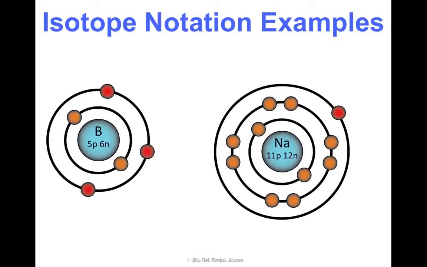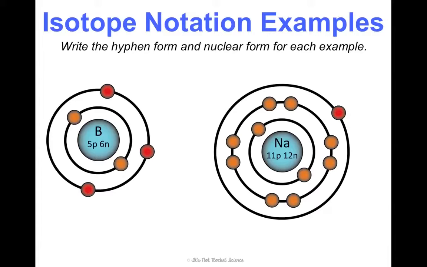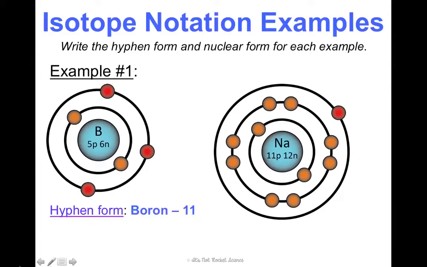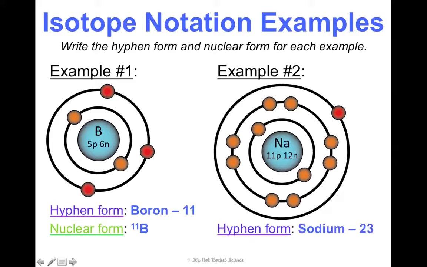All right, let's try 2 examples. So for each one, I want you to write the hyphen form and the nuclear form for each example. So looking at this first one, this is boron. The B tells me it's boron. And 5 plus 6 gives me a mass number of 11. To write that in nuclear form, that would be 11 and then the symbol, which is B. All right, example 2. Na stands for sodium, and 11 plus 12 is 23. So the hyphen form would be sodium hyphen 23, and the nuclear would be 23, and then the symbol Na.